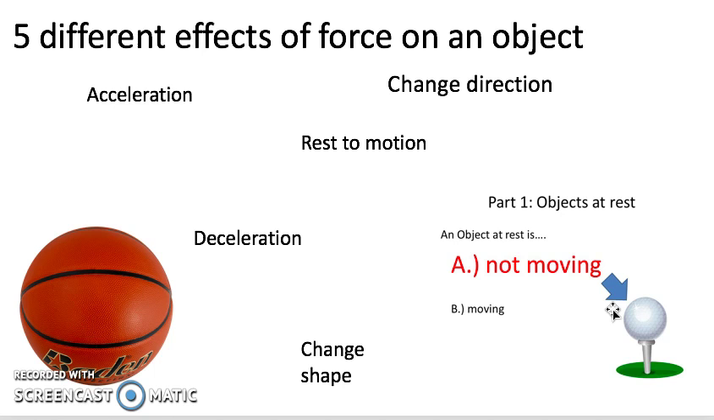And then finally, change shape. A force can cause a body to change its shape. For example, in basketball, when a player catches the ball in their hands, their skin and hands will change shape as the ball hits their hand. The ball will also slightly change shape, but hands will be more affected than a ball.